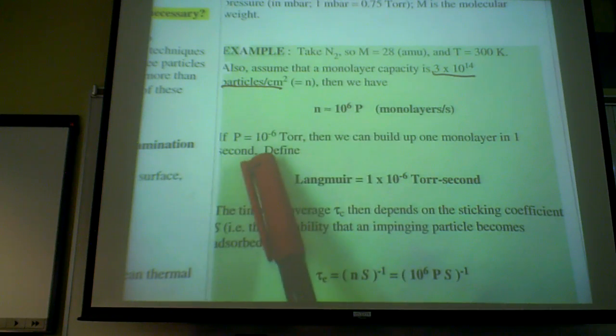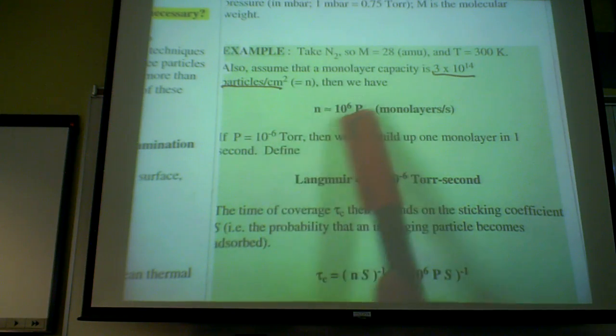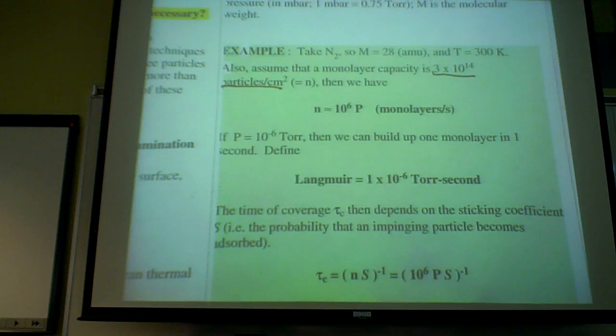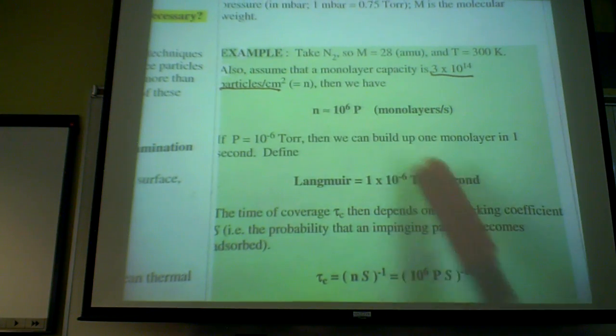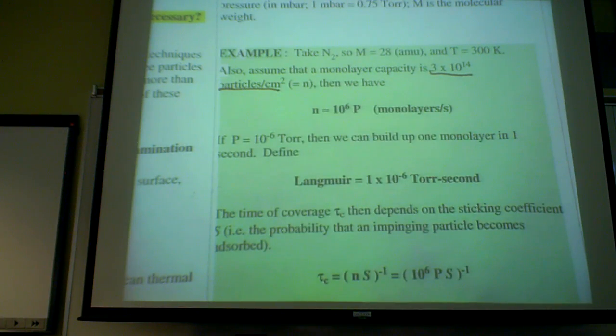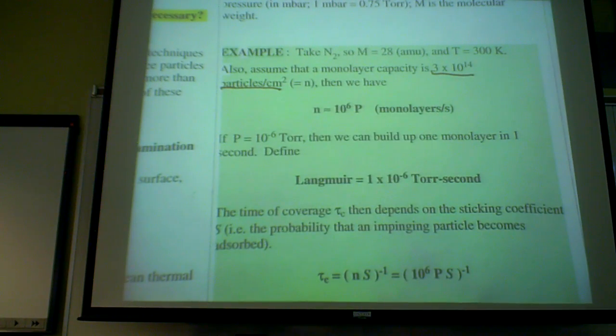Right? If you take the pressure to be 10 to the minus 6 torr, you put it in here, then what do you get? If you have a pressure of 10 to the minus 6 torr, it means that you would have one monolayer in 1 second's time, right? Because if you substitute in here, the surface density is just 10 to the 6 times P, so then you would get one monolayer per second.